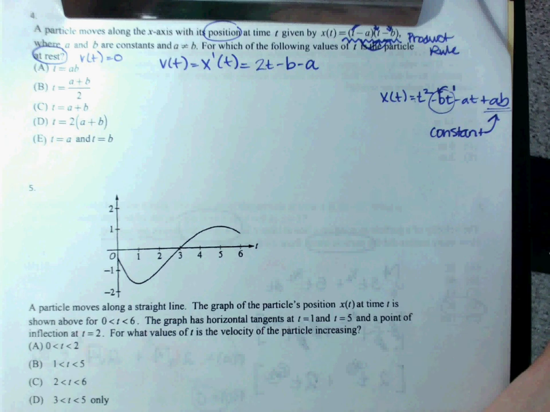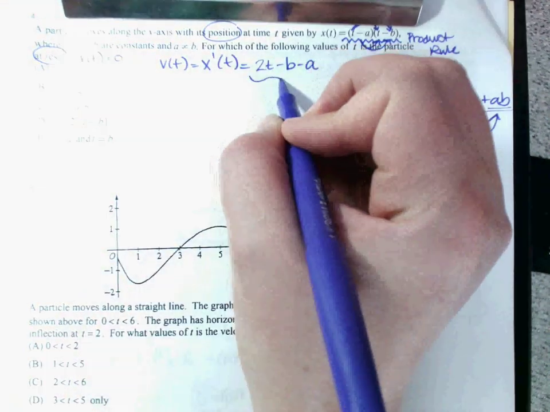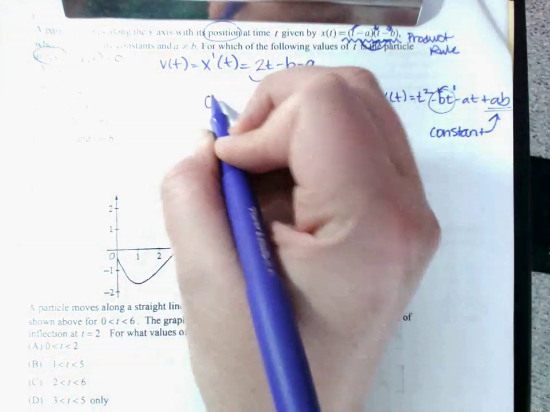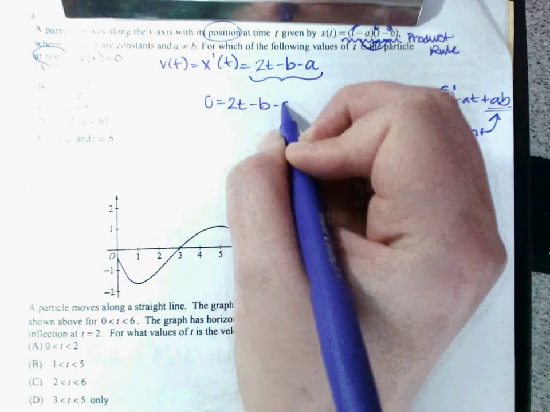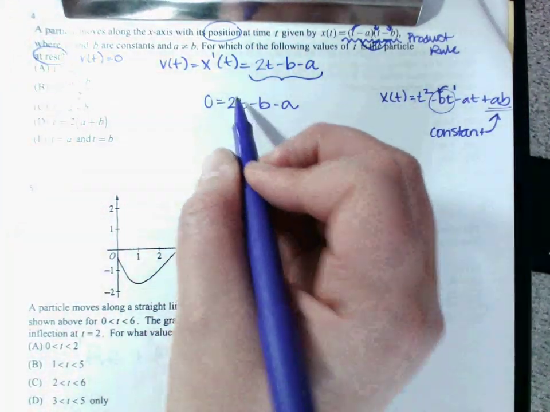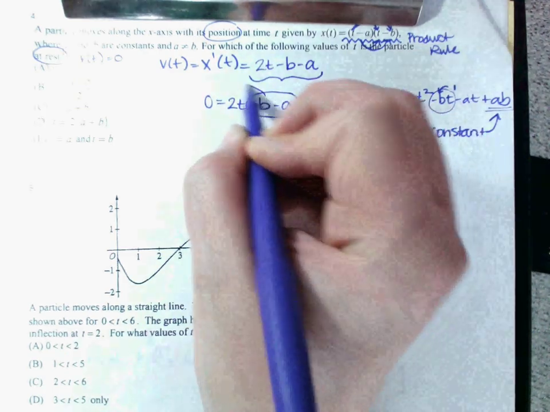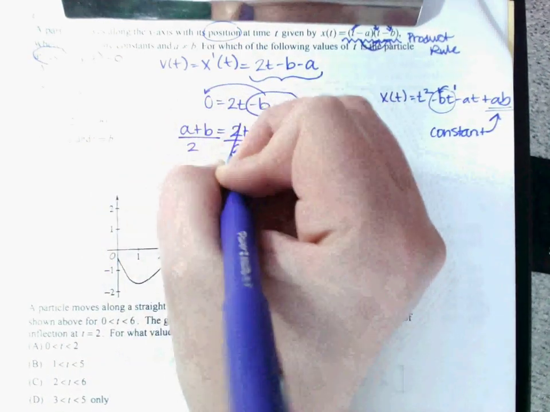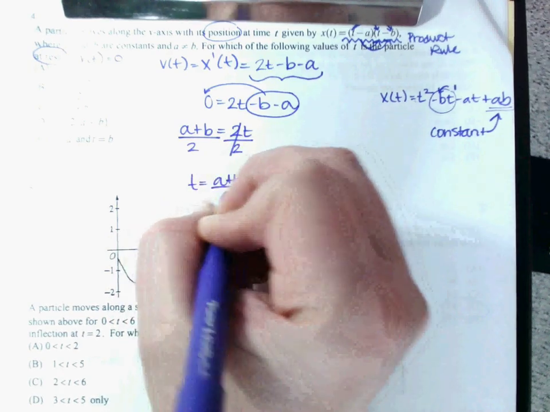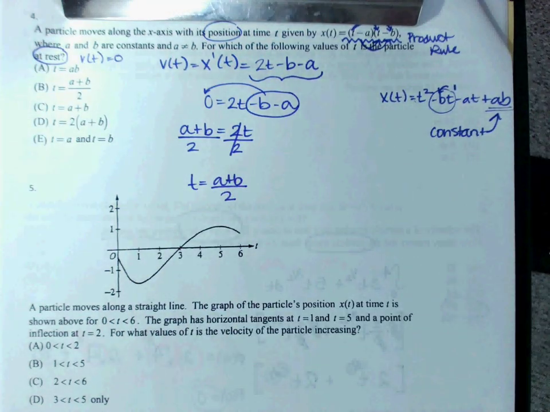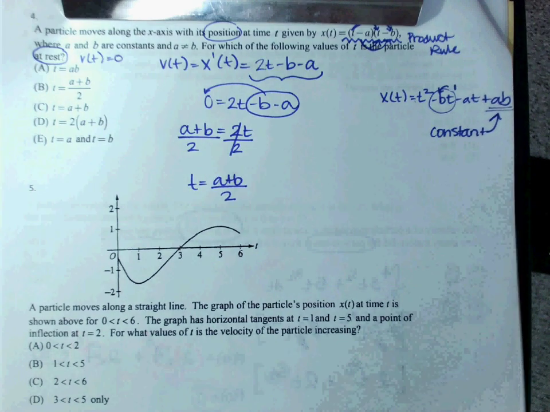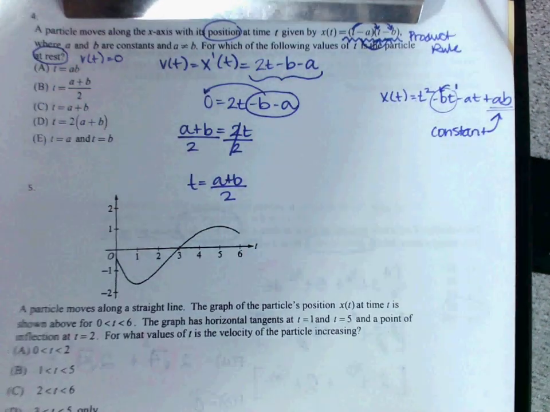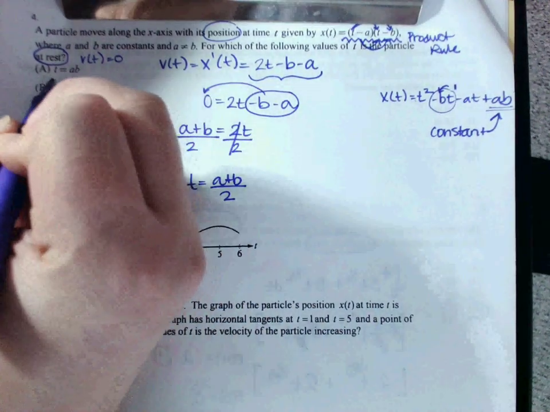So from here it says, for which of the following values is the particle at rest? Well, then if this is my velocity, I'm going to set that equal to 0. And then remember, I'm trying to solve for t here. So I'm going to take my minus a and my minus b, I'm going to add those across. So now it's a and b both positive equal to 2t. Then divide by 2. So it's a plus b over 2. Good? All right, let's go back to number 1. So that would actually be answer choice B here, right?